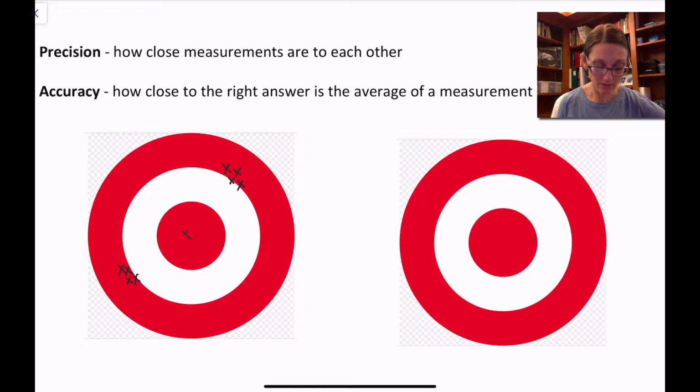There's another. There's another. So all three of those have the marks all really close together. Now, precision is not about how close to the right answer you are. That's what accuracy is. So accuracy is how close to the right answer you are.